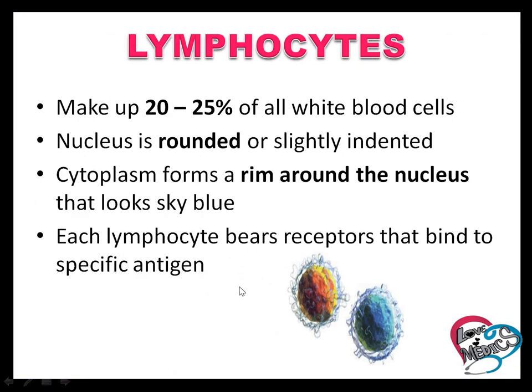Now the lymphocyte. Lymphocytes make up 20 to 25% of all white blood cells. The nucleus is rounded or slightly indented, which means slightly inside. And the cytoplasm forms a rim around the nucleus that looks sky blue. Each lymphocyte bears a receptor that binds to a specific antigen. A lock is opened with a single key, right? Likewise, the lymphocyte bears a receptor that binds to a specific antigen.